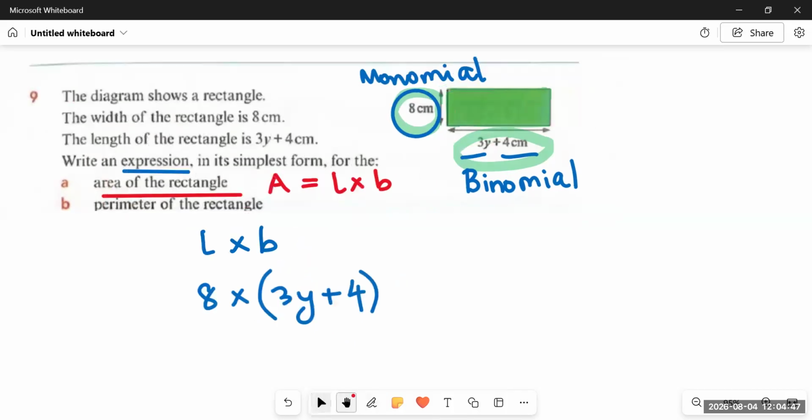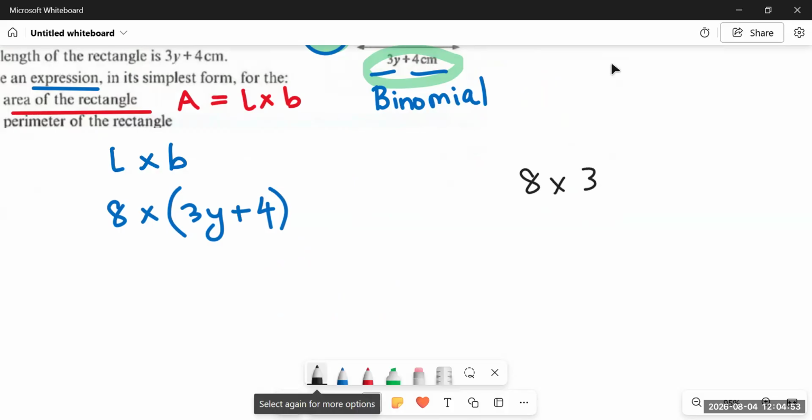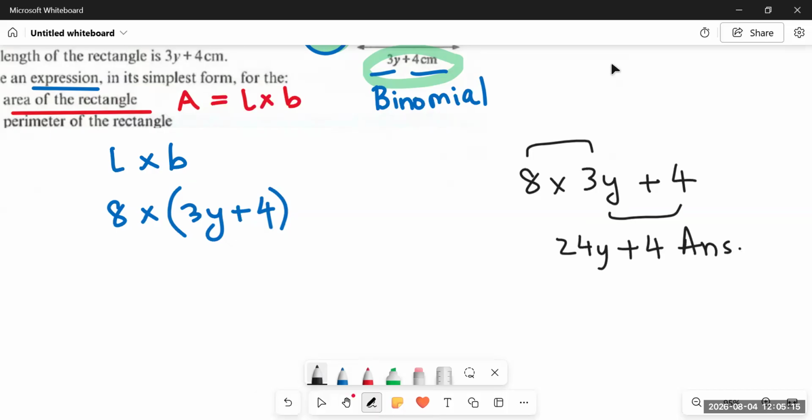Otherwise, what is the difference? Let me show you. If you don't keep it inside the bracket, then what will happen? It will be like this: 8 multiplied by 3y plus 4. And now, since there are no brackets, we will apply the BODMAS rule, which says that first you have to multiply, then you have to add. So in this case, we are supposed to multiply 8 with 3y, which gives us 24y, and then we will add 4 to it. So this will be the answer. That is, the simplified form of the area would be 24y plus 4.